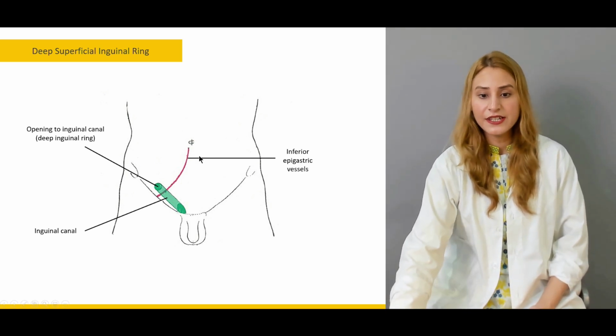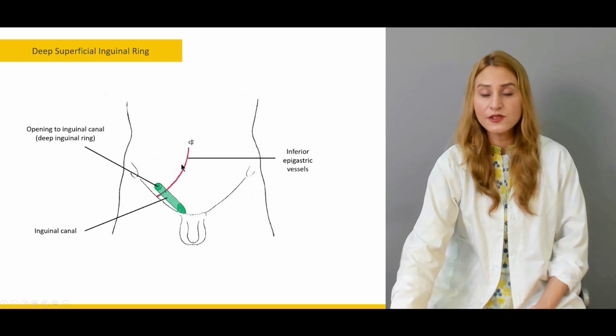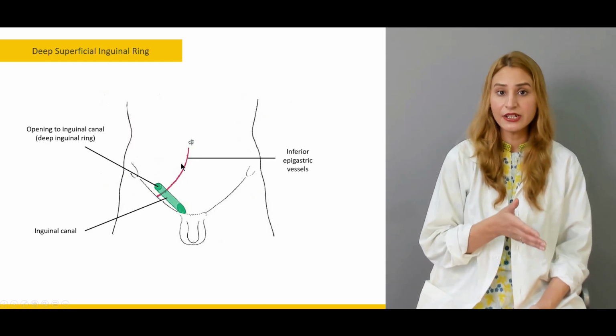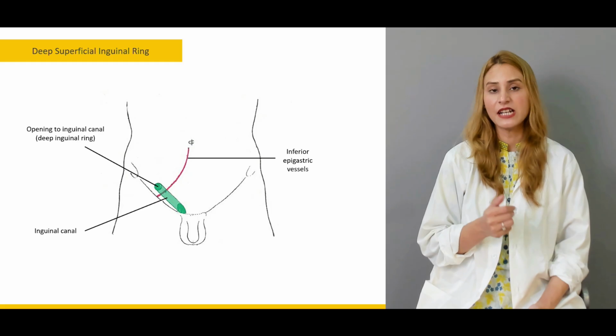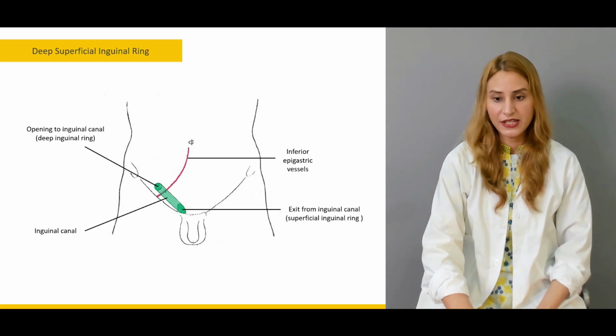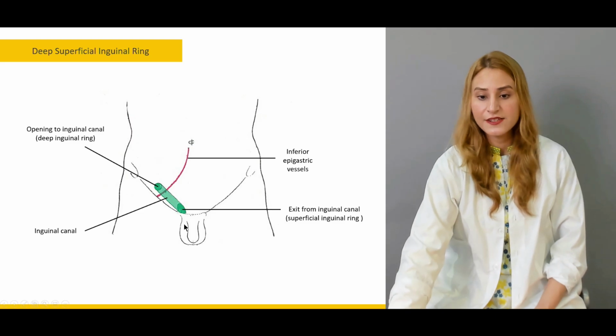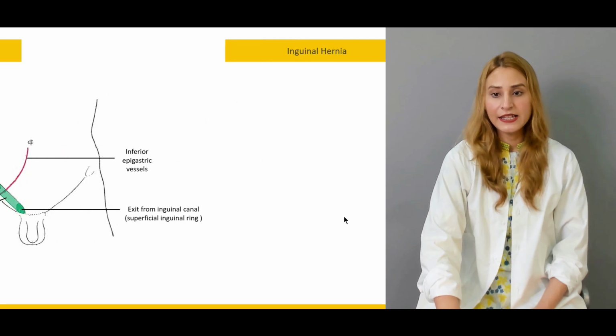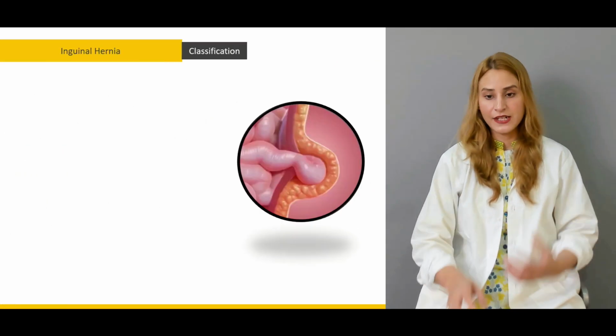You can see here, these are the inferior epigastric vessels. I already told you, indirect hernias are lateral to the inferior epigastric vessels, and the direct hernias are medial to the inferior epigastric vessels. So this is the superficial inguinal ring, which is the exit from the inguinal canal, and this was a little bit of the anatomy.